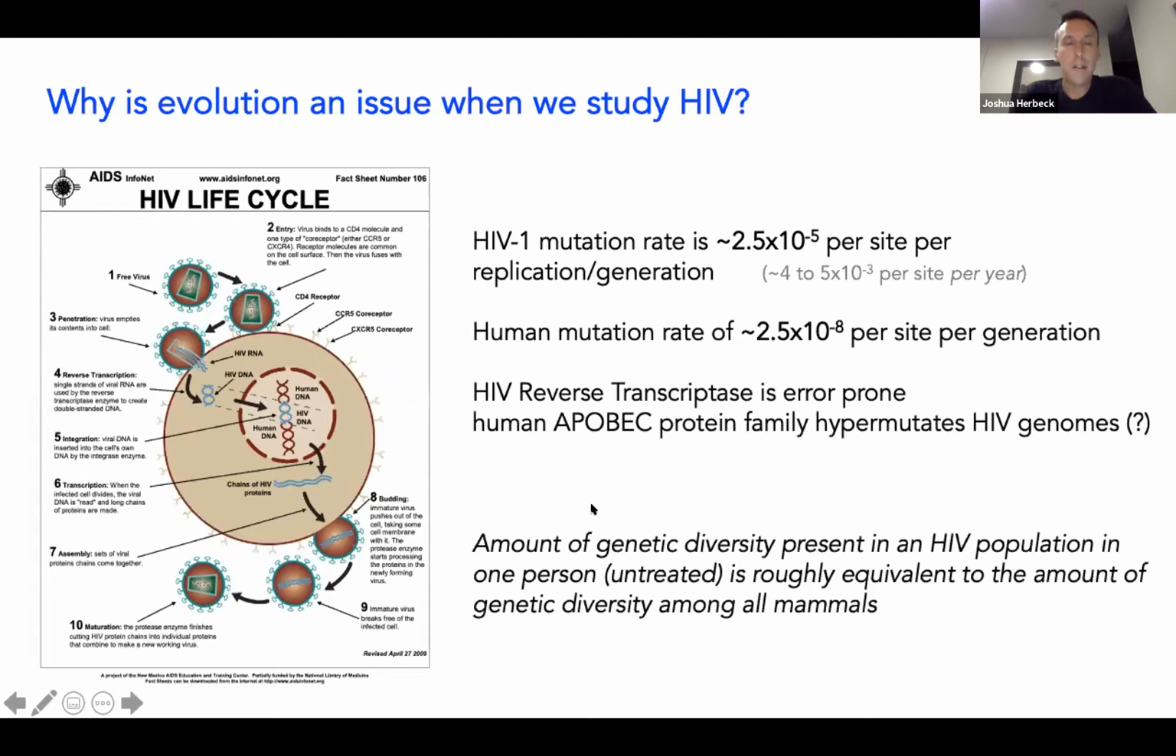A throwaway fact that I like to tell undergrads is that the amount of genetic diversity present in an HIV population in one person untreated is roughly equivalent to the amount of genetic diversity among all mammals. This, of course, just speaks to the fact that there is so much mutation, and so much diversity allows us to understand fine-scale patterns of evolution.